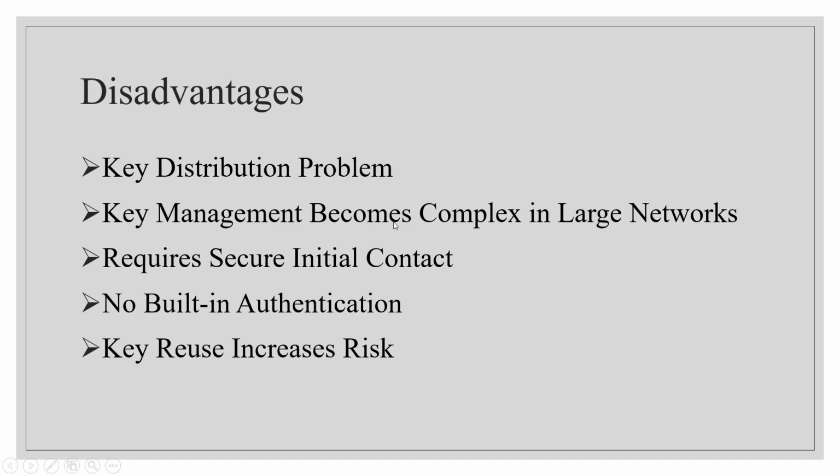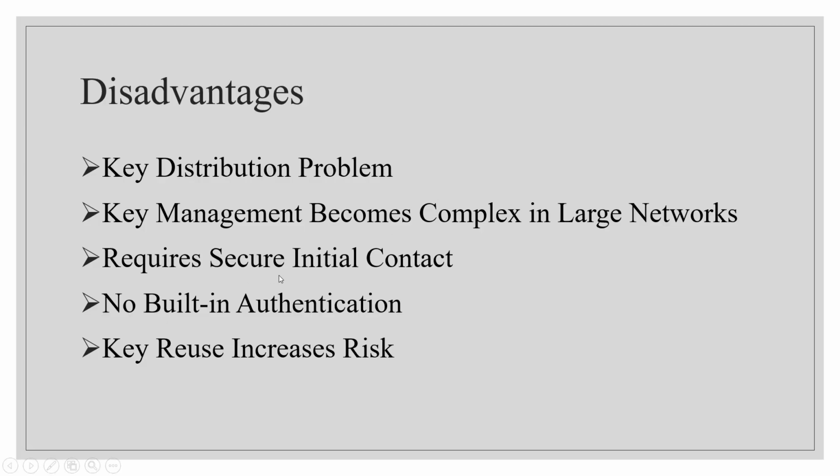Second is key management becomes complex in large networks. In a network of N users, each pair needs a unique key for secure communication. This leads to N(N-1)/2 keys, which becomes unmanageable as the number of users increases.